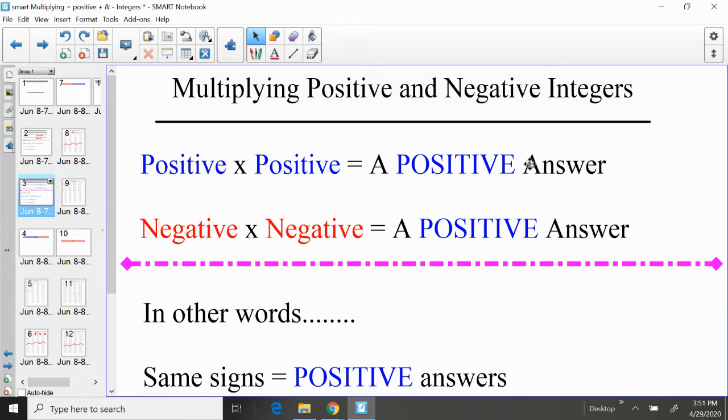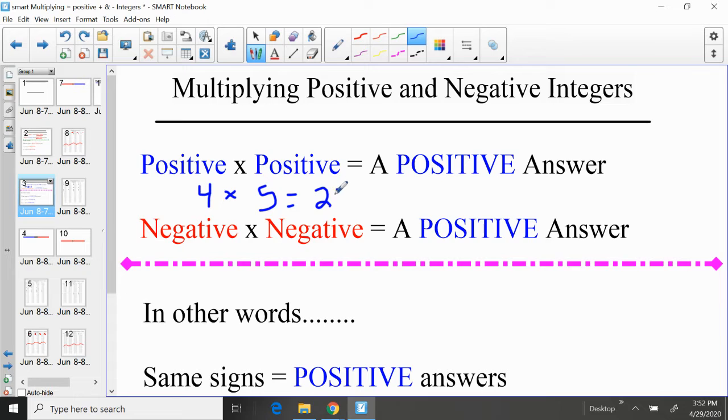You've been doing that since you're probably third grade. An easy example would be something like 4 times 5. We know that that equals 20. So anytime you have a positive times a positive number, you're going to have a positive answer. You're not going to have to do any of those problems today because you know them already.